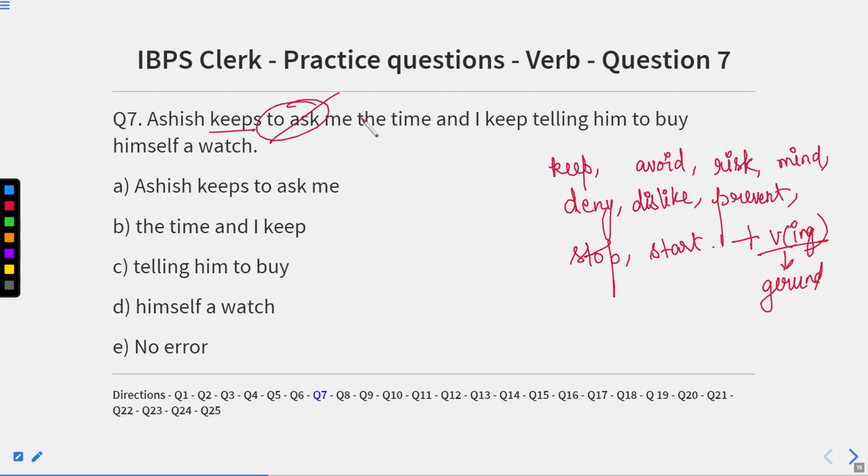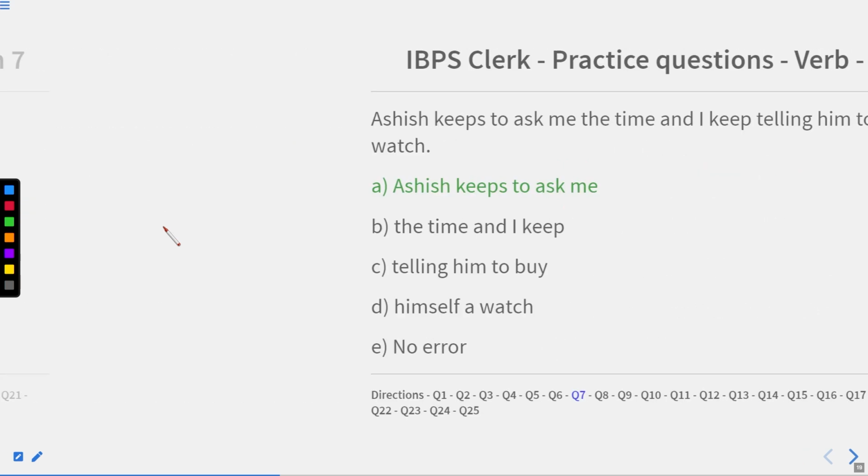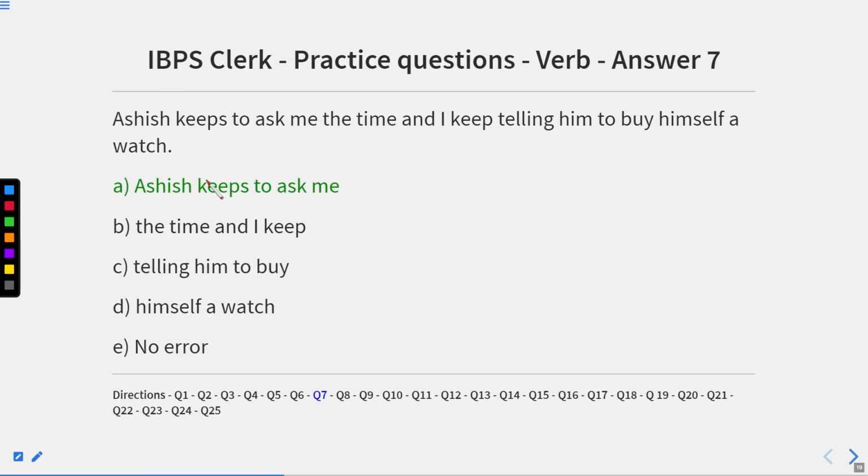This to ask should be replaced with a gerund. So this to ask is incorrect over here. It should be asking. So here the correct sentence will be, Ashish keeps asking me the time and I keep telling him to buy himself a new watch. As you can see over here, after keep we have the ing form.